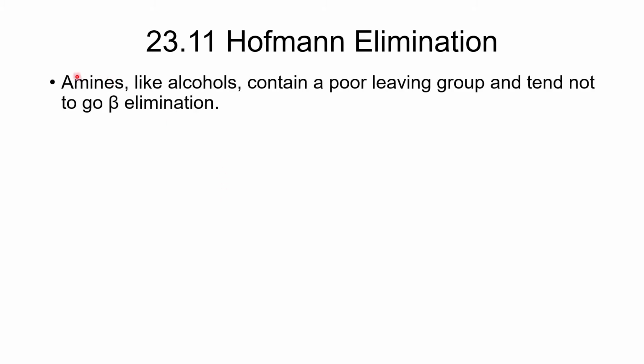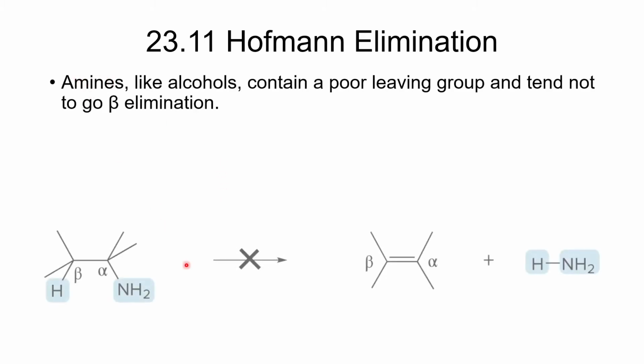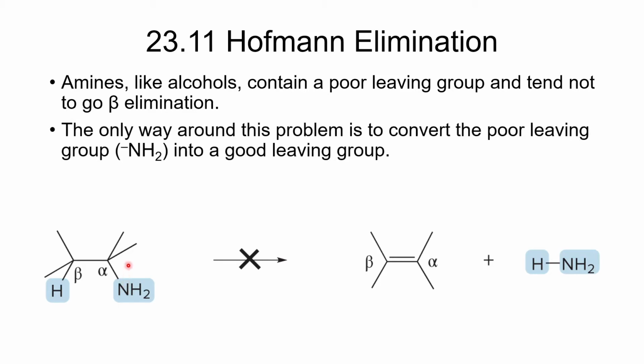So amines typically don't do eliminations very well. If you attempt to do an elimination with H and NH2, you're not going to have a good day. It's not going to eliminate very easily because we have a really poor leaving group. NH2 minus is a pretty dismal leaving group. But we can do a trick where we convert that poor leaving group into a good leaving group and then heat it up and we can do our elimination.